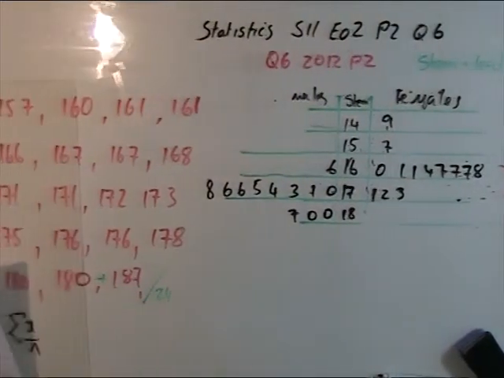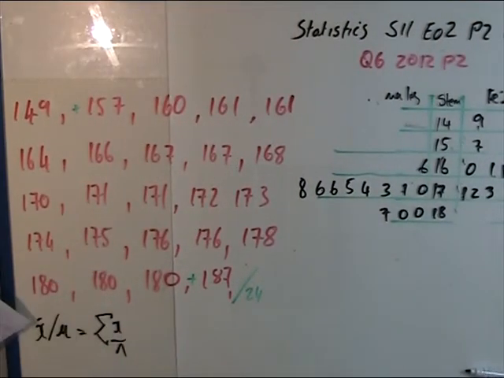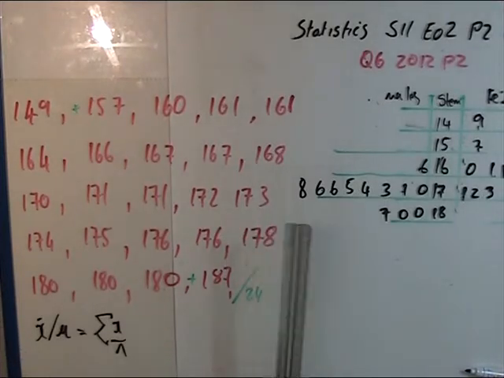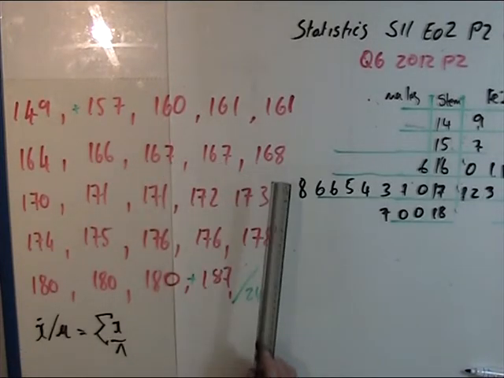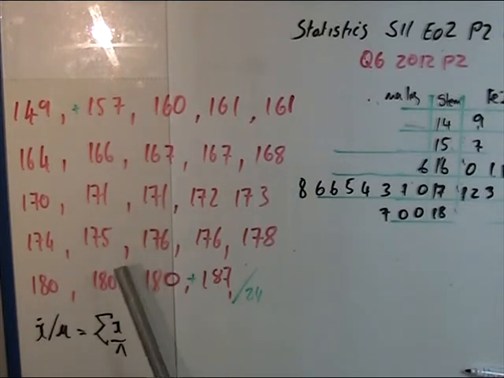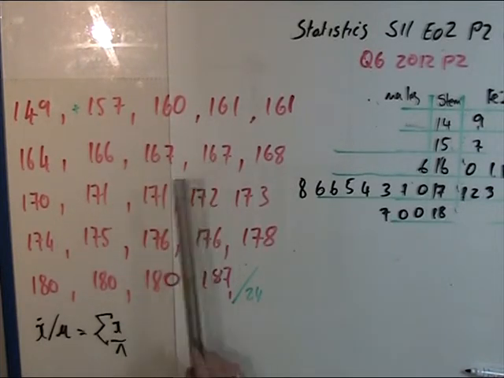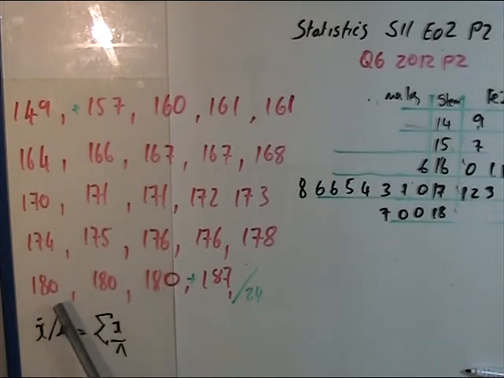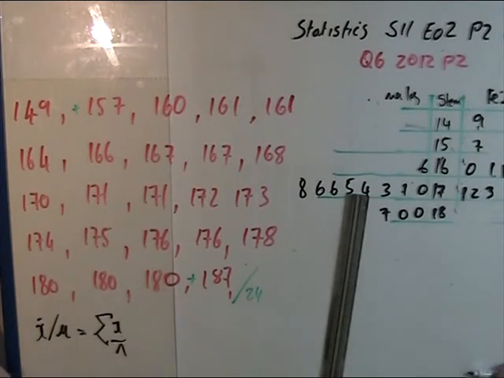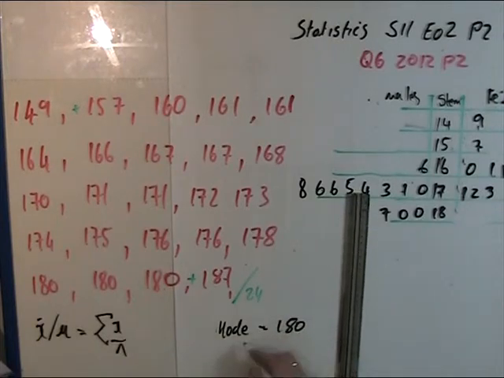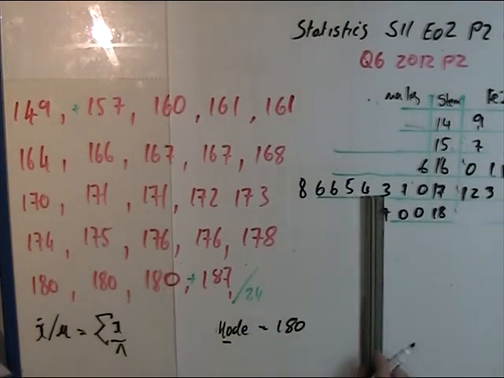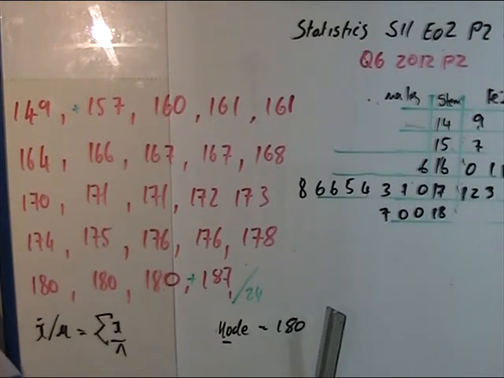Now I'm going to just show you a few other things. The mode is the most common element. Now the mode in this case is 167, because we've got a couple of modes here: 167, 171 and 180. Now 180 actually is the mode here. So the mode is 180, the value that appears the most often.